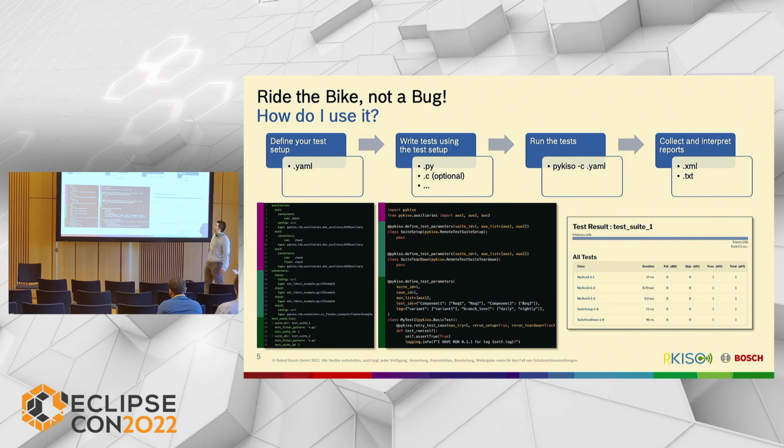Third is run the test. So this is a simple command, PyKiso -c and the YAML file from the beginning. And I can extend it with several parameters, for example, --junit that will tell PyKiso it needs to generate an XML report. And this XML report can be imported into Jenkins, and the result can provide information about how many tests succeeded, were skipped, or failed.